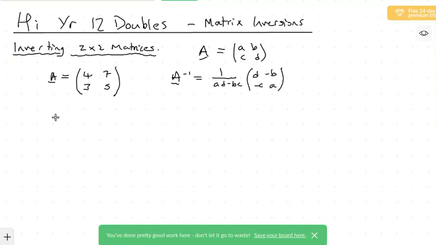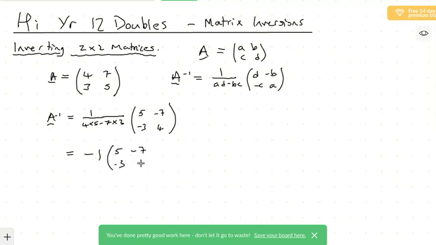Now, let's try that on this. A to the minus 1 is going to be 1 over 4 times 5 minus 7 times 3, multiplied by, swap these two over, 5, 4, change the sign on those two, minus 7, minus 3. But if we simplify that, sorry about how messy that bit looks, I probably would have normally done the 20 minus 21 in my head to give me minus 1 times the matrix. And we can times a matrix by a scalar. We just times each element by minus 1. And that gives me minus 5, 7, 3, minus 4.